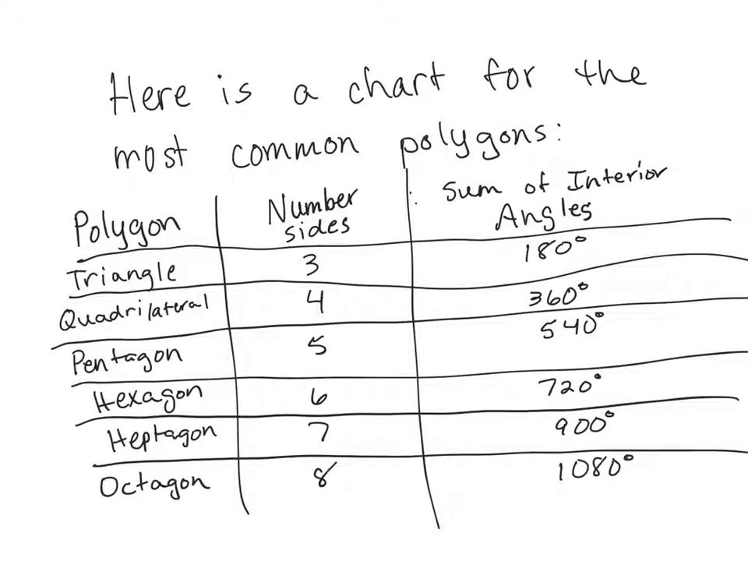Go ahead and take a minute to copy down this chart that I've included. This lists the most common polygons and the sums of their interior angles. Again, this isn't something I expect you to memorize. If you know the formula, you can find all of these very quickly.